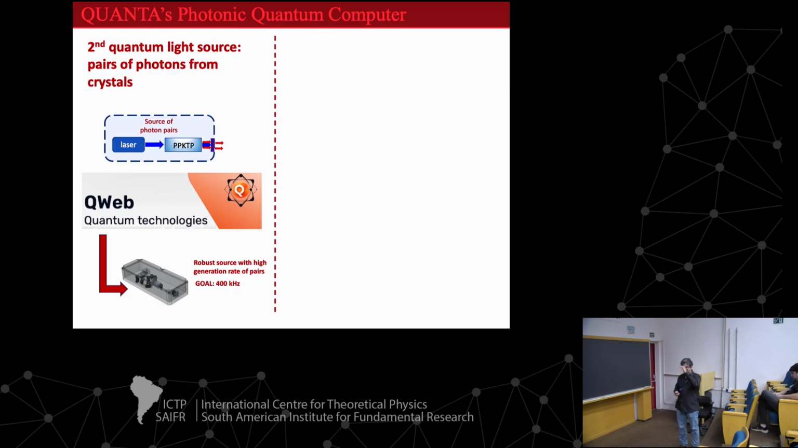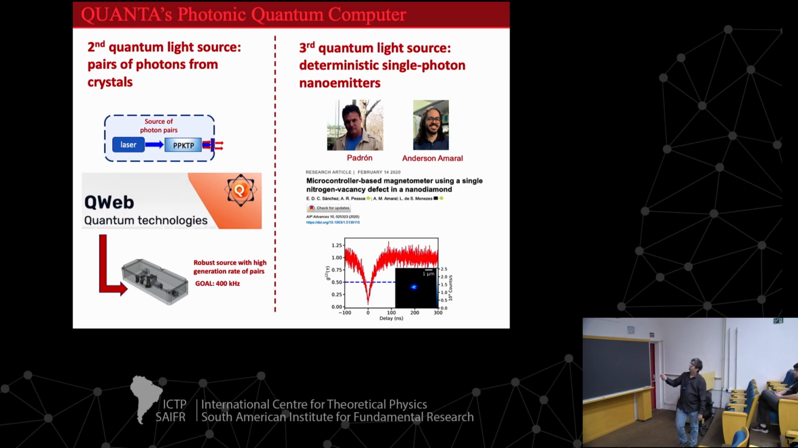But we had already a list of experiments that we want to do as soon as we receive the system. And we can certainly start with 1 or 2 photons. 1 or 2 photons will be able to do a lot of stuff. And then this will give us time to build more photons in the atomic trap. But actually, we also want to go to a third option, which is deterministic nanometers.